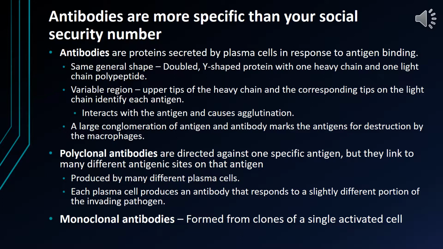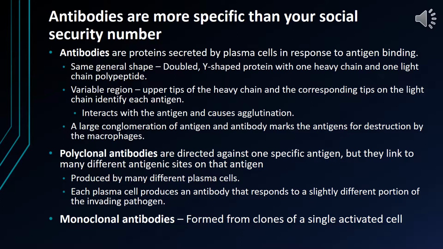Antibodies are more specific than your social security number, and like I said before, these are proteins secreted by plasma cells in response to antigen binding. Though antibodies are very specific, they all share the same general shape, which is a double Y-shaped protein with two heavy chain and two light chain polypeptides. They all also have a variable region, which consists of the upper tips of the heavy chain and the corresponding tips on the light chain. It's this region which is responsible for identifying each antigen.